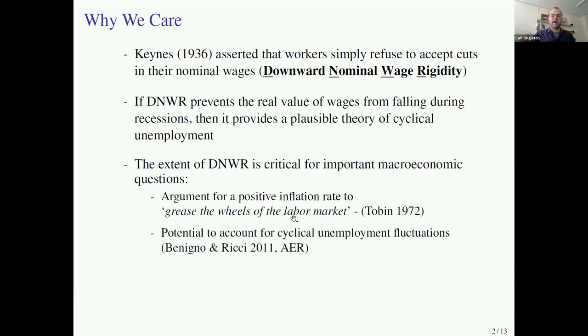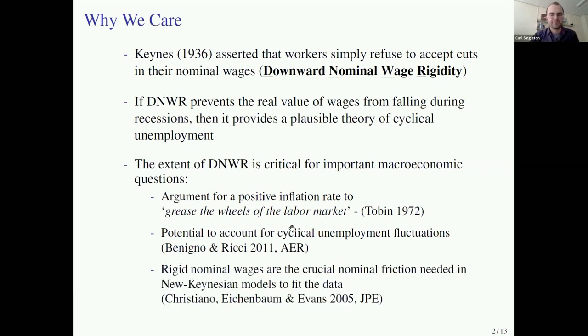And then it's also critical with regards to modern ways of modeling the macroeconomy in DSGE models and New Keynesian models, since those models tend to point to downward nominal wage rigidity as being quite useful at matching cyclical fluctuations. So it features already in macroeconomic policymaking through its use in these models.